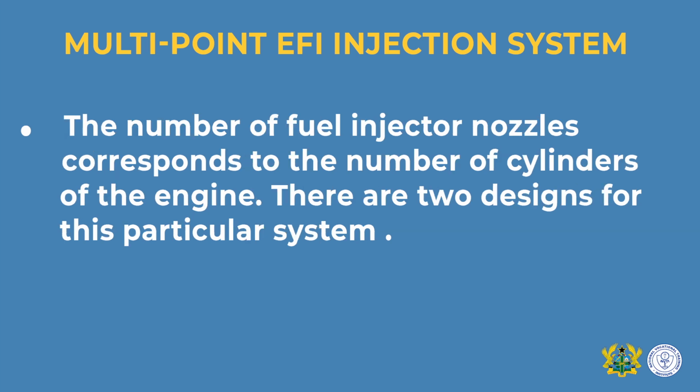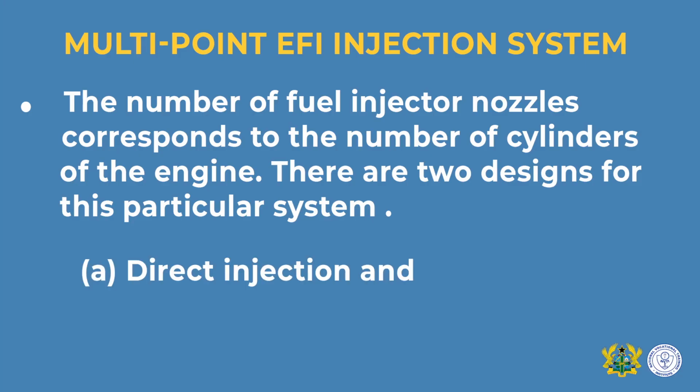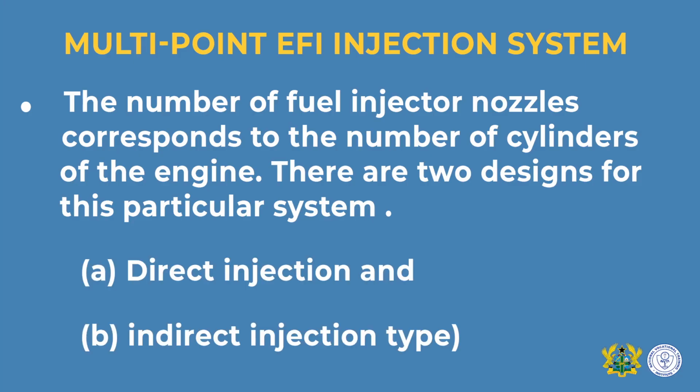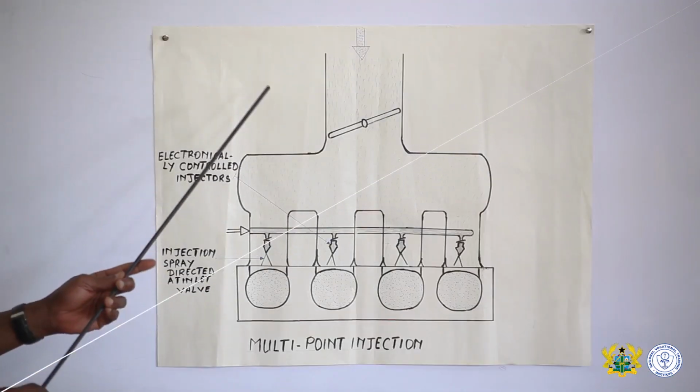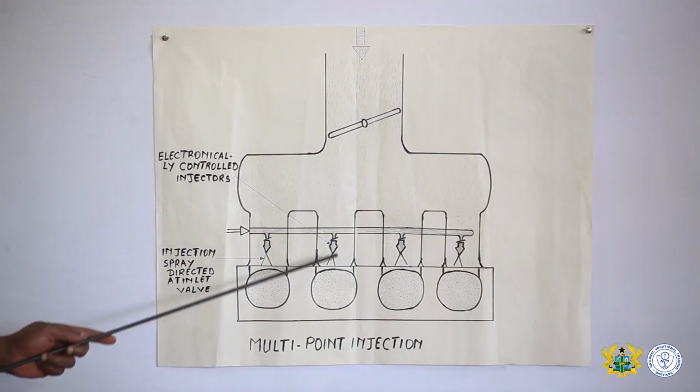The number of injectors corresponds to the number of cylinders of the engine. There are two designs of this particular one: the direct injection and the indirect injection. On your screen, I'm going to show you the direct injection type of the multi-point injection system.